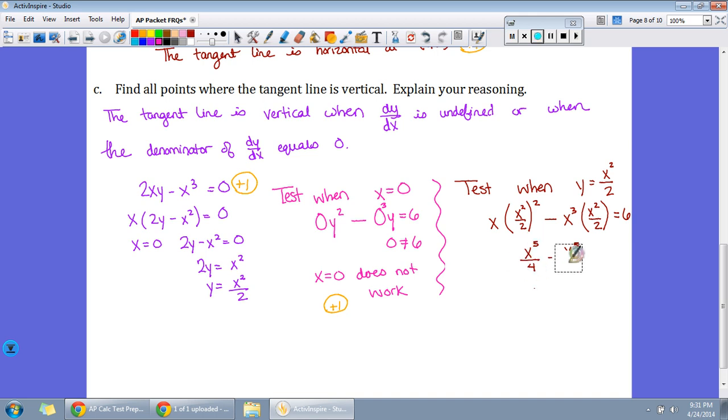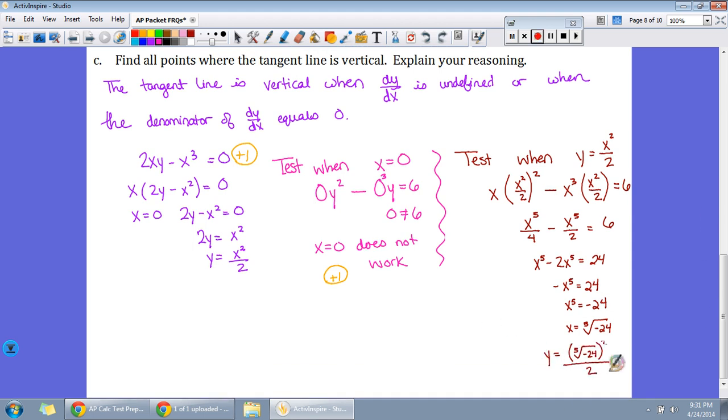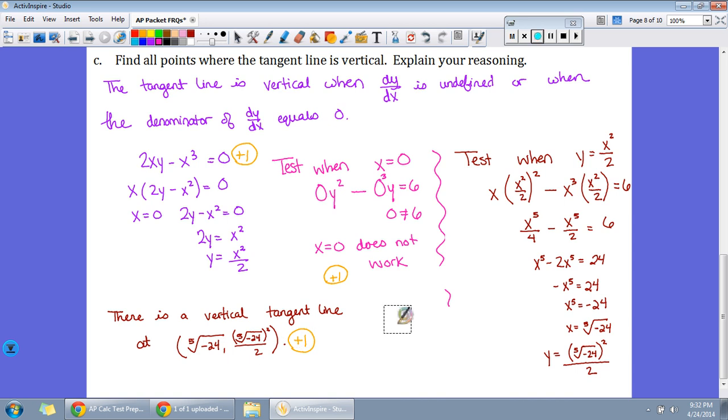x to the 5th over 4 minus x to the 5th over 2 equals 6. And I multiplied everything by 4, and then combined like terms, divided by -1, took the 5th root, and there's my x value. To get the y value, I just plug it into x squared over 2. So there is a vertical tangent line at the 5th root of -24, comma, the fifth root of negative 24 squared over 2. And that's worth the last point out of 9.